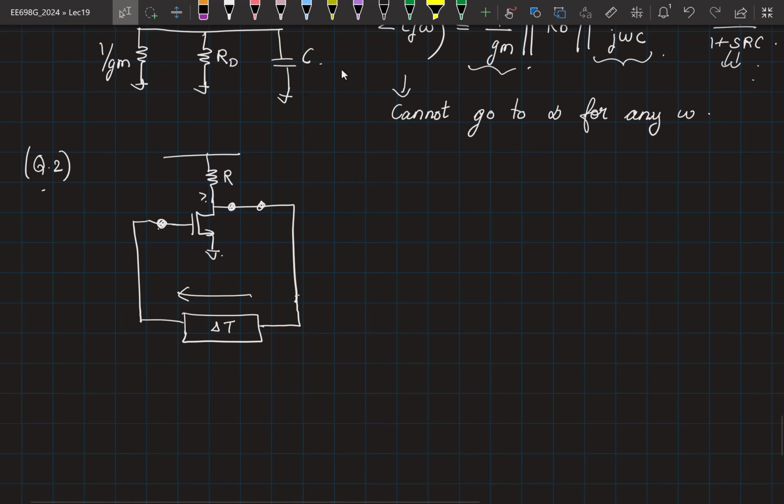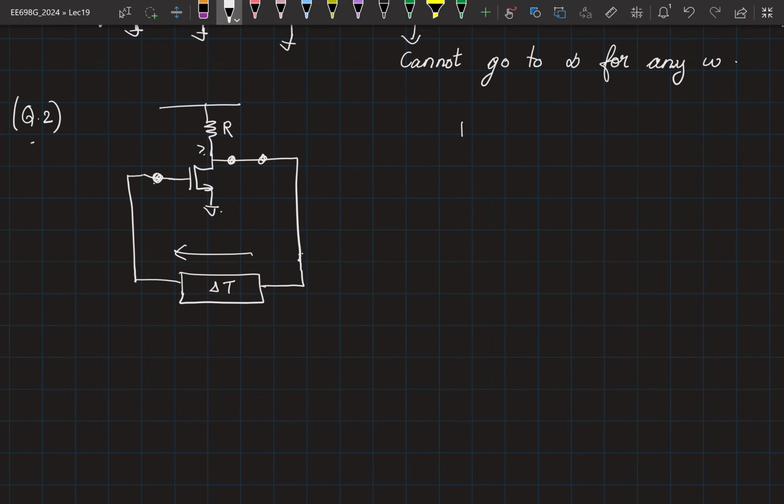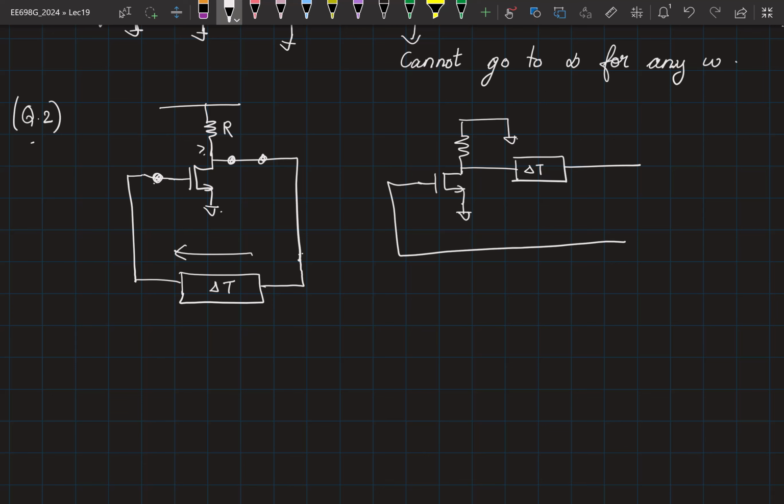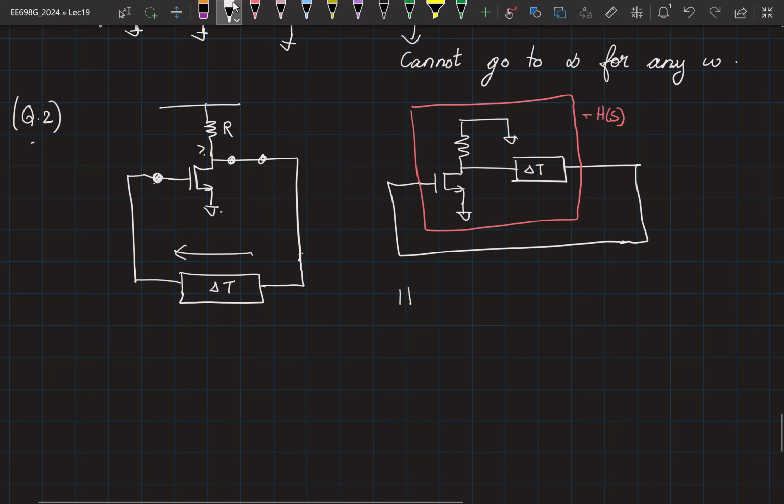So let me do the small signal model. This is connected to the ground. I'll retain the transistor image as it is. I can put the delta t here, and then this is connected like this. So now what is offering you minus h of s is this component. Right? So now can you tell me the expression for h of s? This will be GMR into e power minus s delta t.